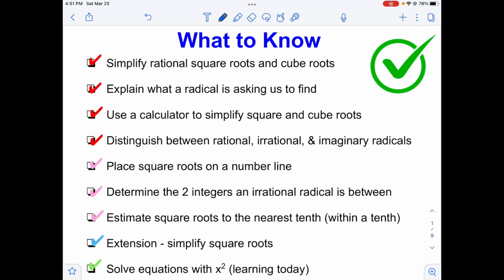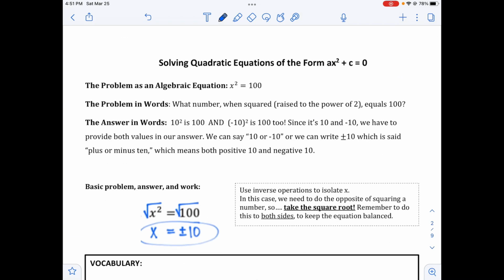Now we're going to apply those skills to solve equations with x squared. So you may or may not have these exact notes in your notebook, so you can either follow along or you can just watch the video to learn the concept. So the concept is solving quadratic equations in the form ax squared plus c equals 0.